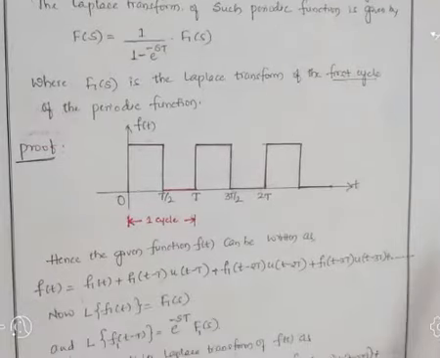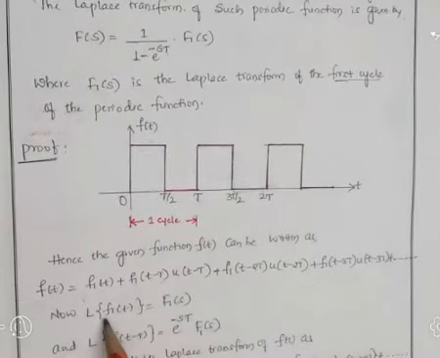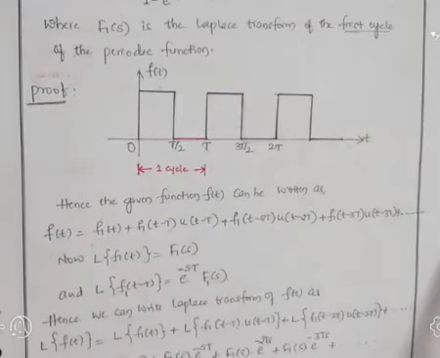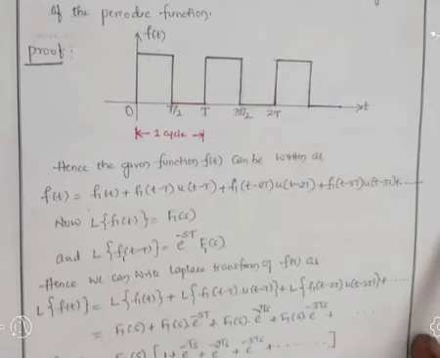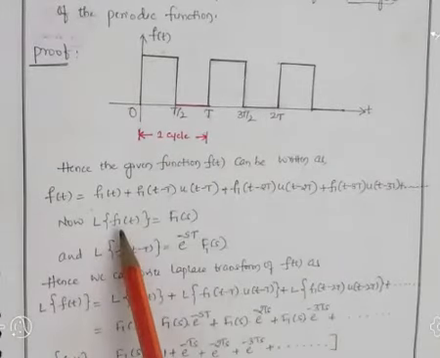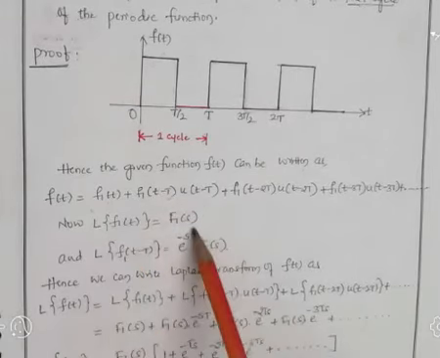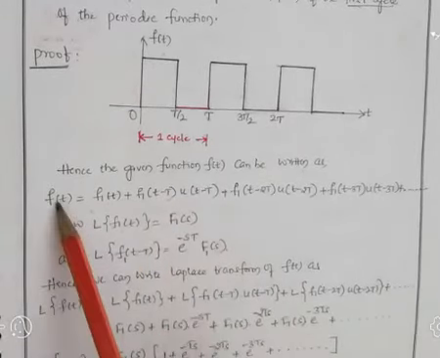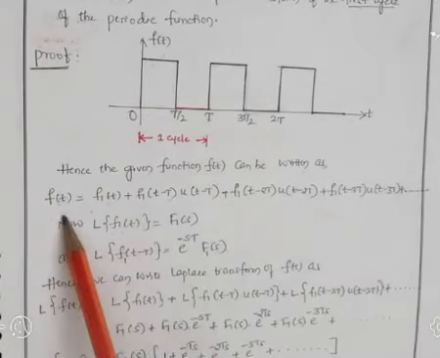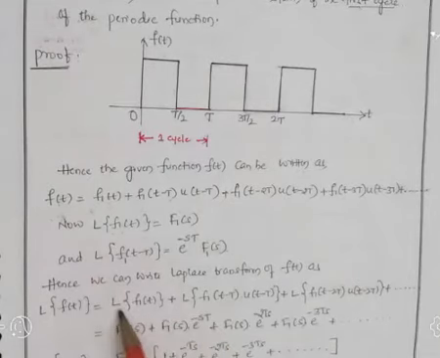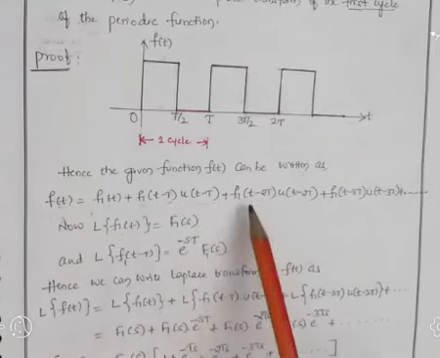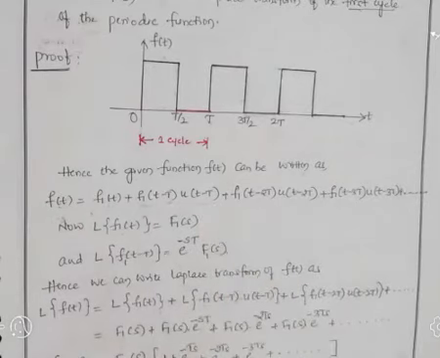Now I will consider the Laplace transform of the first function. I am going to calculate this one, which is represented as F1 of s. Hence, we can write the Laplace transform of the first function f1 of t as F1 of s. Similarly, if you apply the Laplace transform for this entire function, then we can write the Laplace transform of f of t equal to the Laplace transform of the first function, that is f1 of t, plus the Laplace transform of this function, then the Laplace transform of this function, and it goes on. Same thing I have written here.